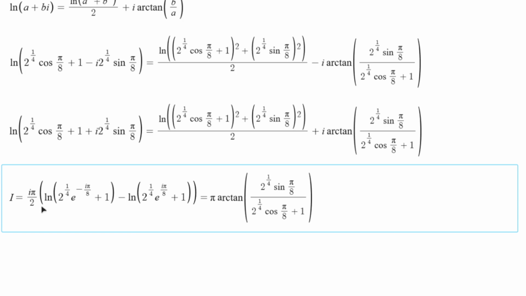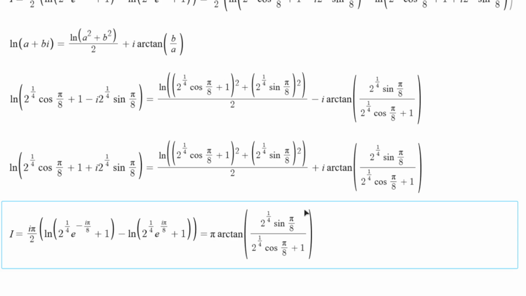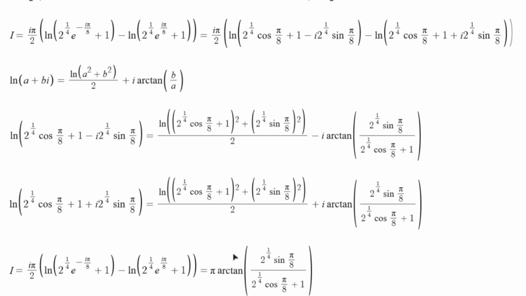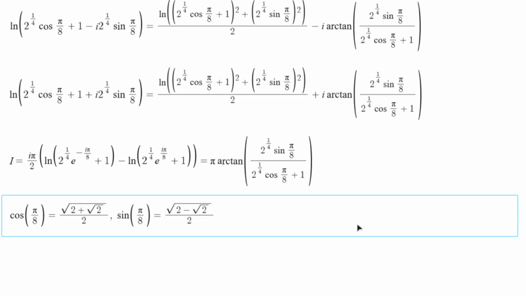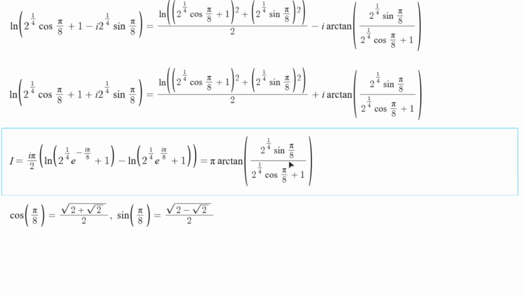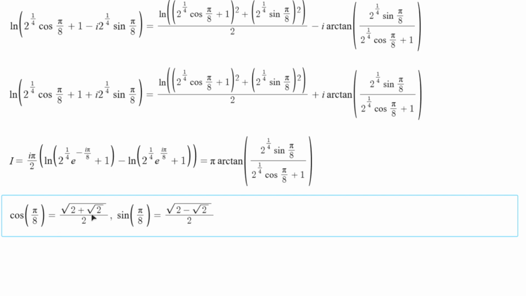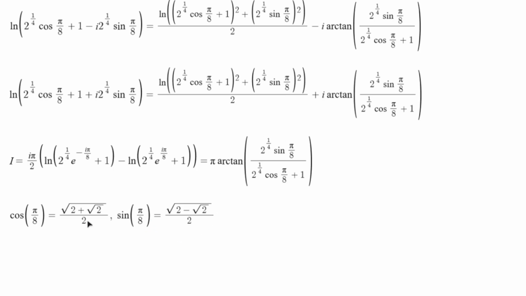i pi over 2 times the natural log of this minus the natural log of this is just this. Again, go ahead and pause the video and plug in the numbers yourself, but you'll see that it turns out to be this. And then I don't want to leave this cosine pi over 8. Cosine pi over 8 is actually the square root of 2 plus the square root of 2, all divided by 2. That can be shown using the half angle formula for sine and cosine. And we also have sine pi over 8 is equal to this right here.